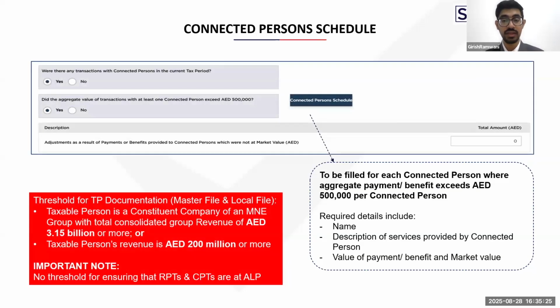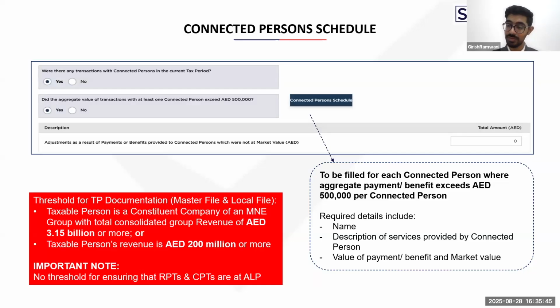Now, connected person schedule, again a similar thing. If you have made any payment to your owner, to your KMP, any salary or any kind of payment that you have done, any benefit that you have provided, if the value exceeds 500,000, then the disclosure has to be made. Again, this is a threshold which is provided only for disclosure.